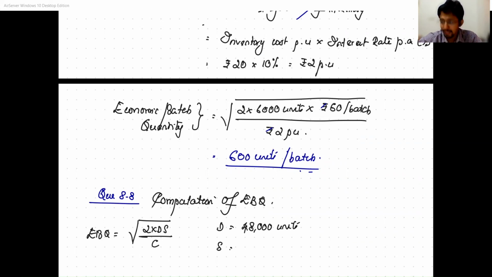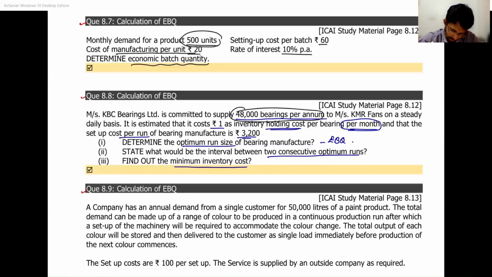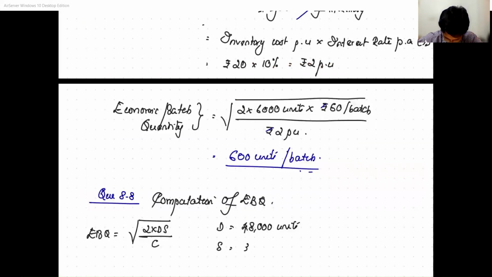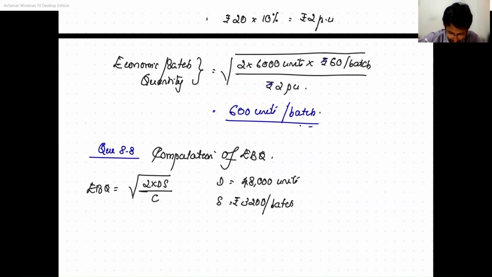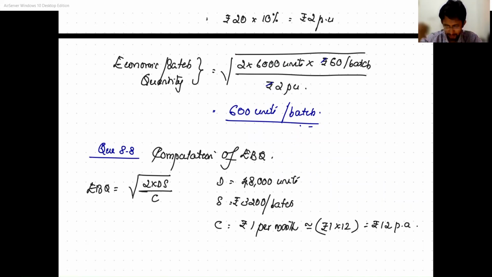Okay. Now S is nothing but the setup cost. That is also given to be 3,200 per batch or per run. Now, what is the inventory carrying cost? C. C is equal to ₹1 per month, and that is equivalent to, see, equivalent symbol will be ₹1 into 12. That is ₹12 per annum.